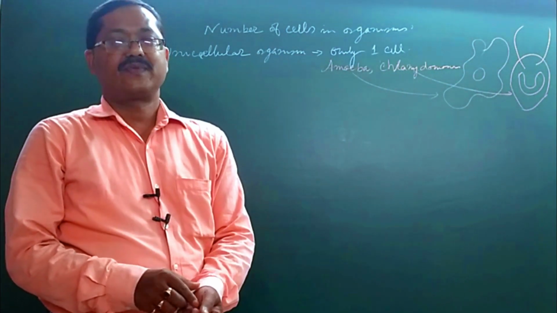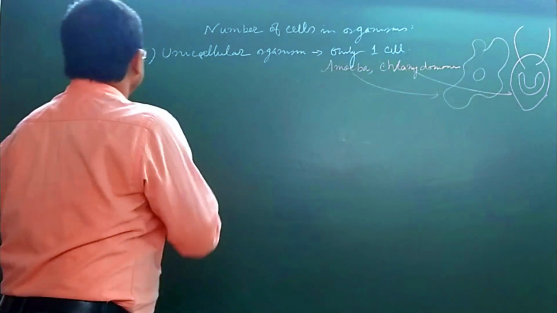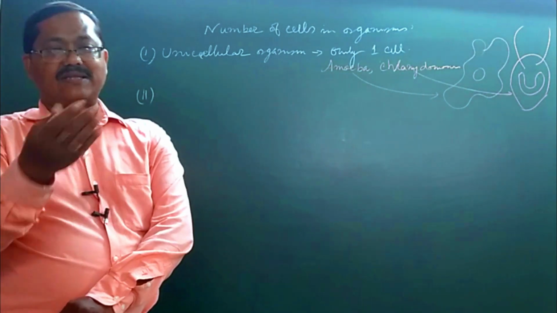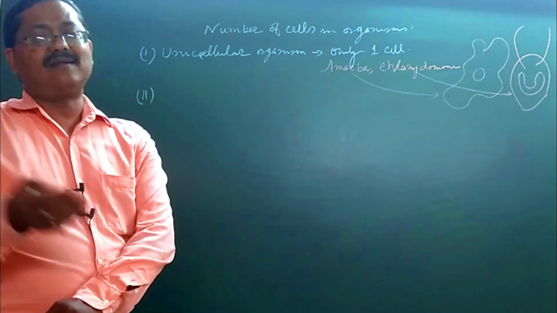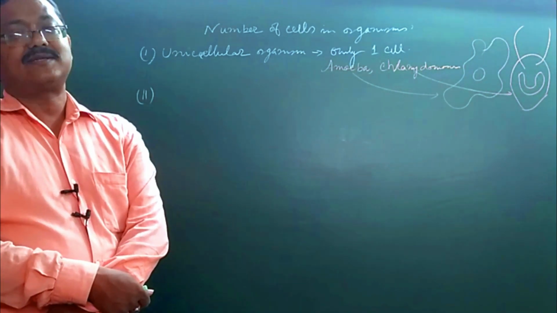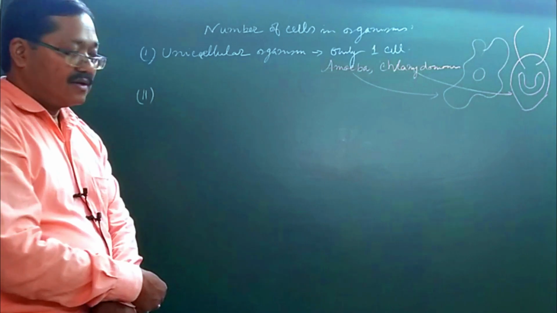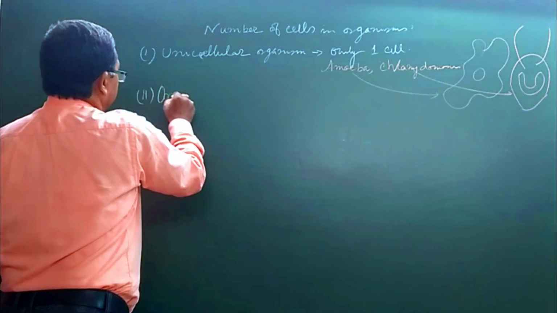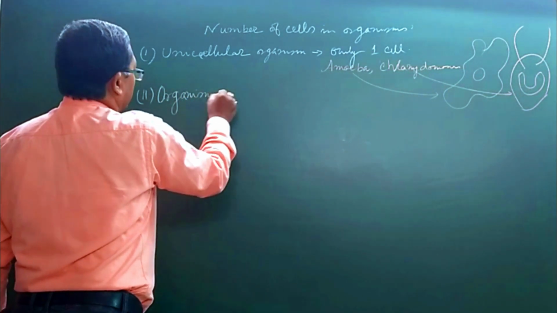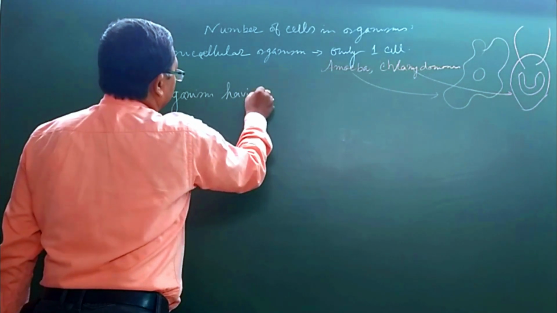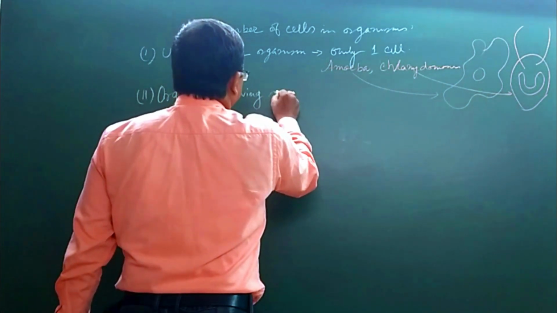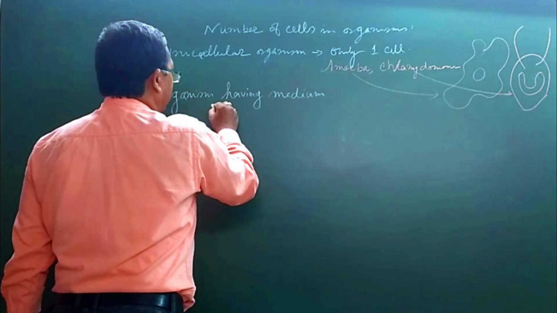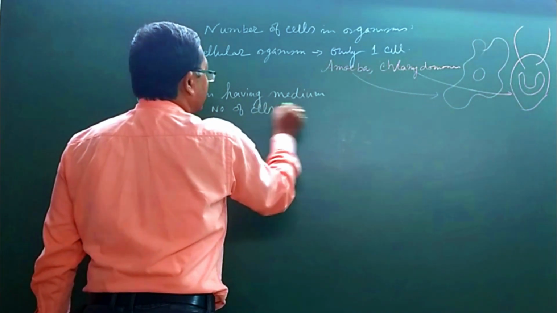Unicellular organism. Some organisms can be considered the second type. Some organisms contain 100 or 200 or 1000, that means more than one cell, but the cell number is not very high. Moderate number of cells. Organisms having medium size, having a medium number of cells.